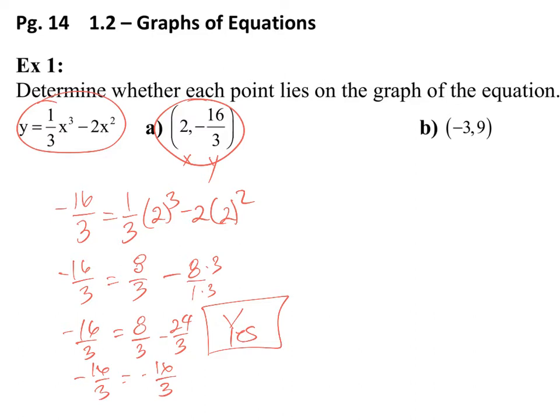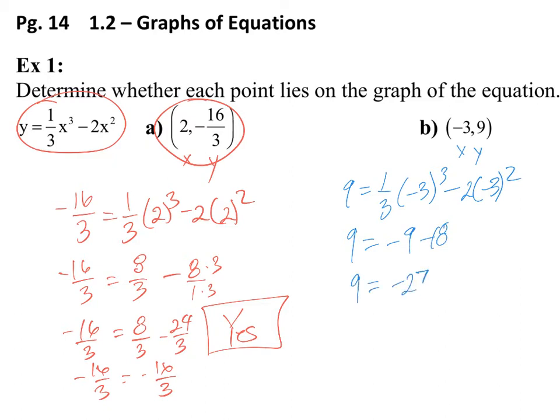For part B, we have to plug in these x and y values. So plug them in, and I get 9 equals 1/3 times negative 3 cubed minus 2 times negative 3 squared. So you have 9 equals negative 9 minus 18, which gives you 9 equals negative 27. And that is not true. That is false. So this point does not lie on the graph of this equation. Your answer is no. All right, going on to example 2.